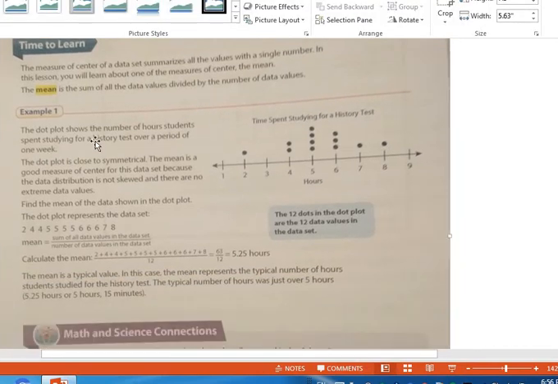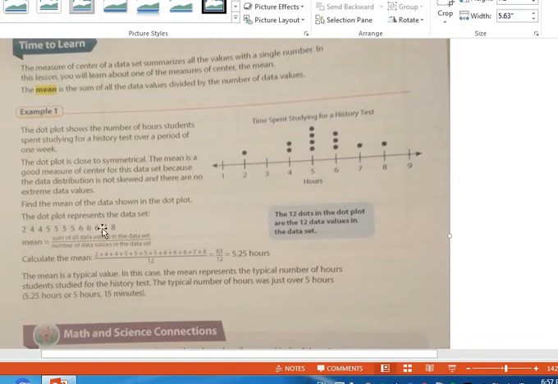Example 1. The dot plot here shows the number of hours students spent studying for a history test over a period of 1 week. The dot plot is close to what, do you think? It is close to symmetrical. The mean is a good measure of center for this data set, because the data distribution is not skewed and there are no extreme data values here. So find the mean of the data shown in the dot plot.